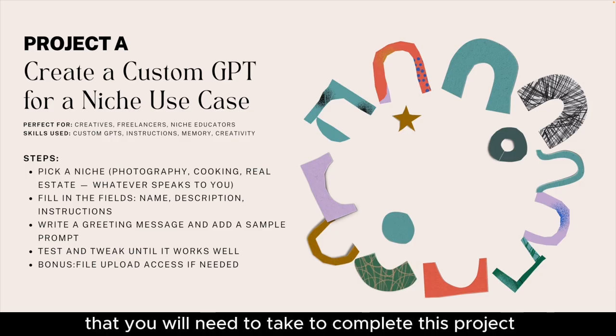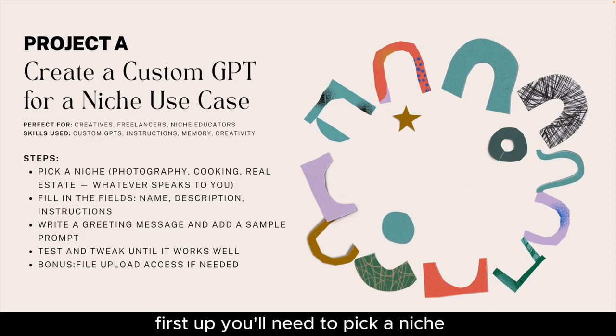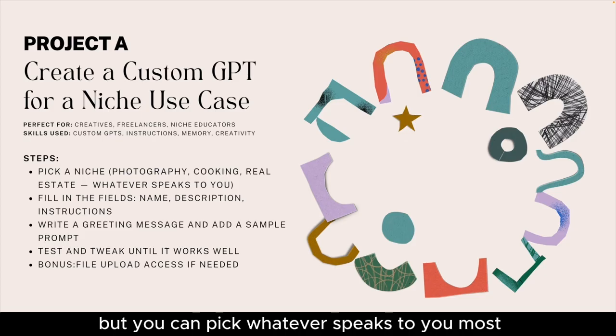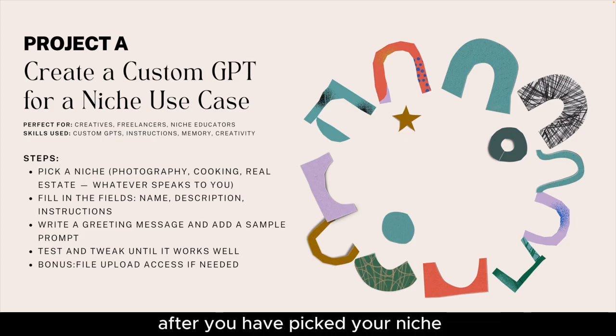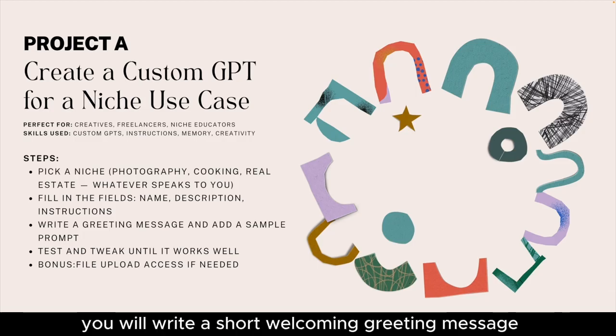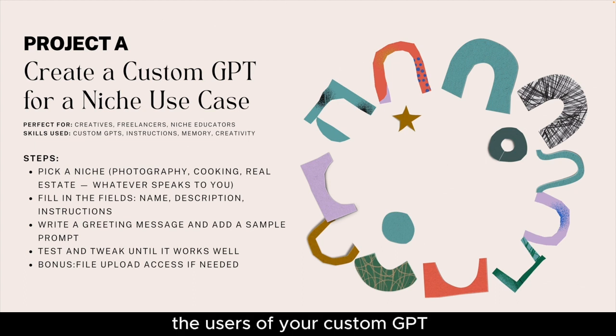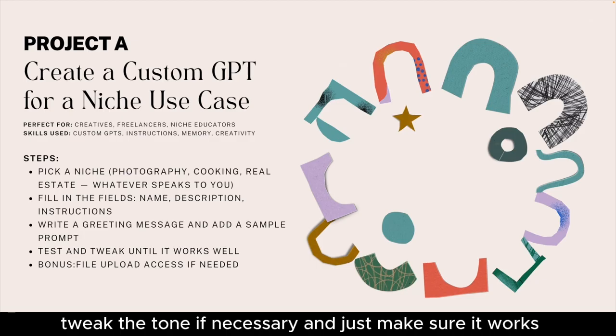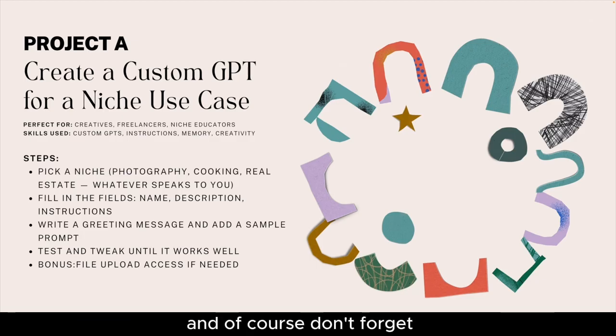Now let's talk about the steps that you will need to take to complete this project. First up, you'll need to pick a niche. Just like I just said, the photography example is great, but you can pick whatever speaks to you most. After you have picked your niche, you will fill in the fields. So like we saw in our Custom GPTs lesson, you'll fill in the name, the description, and instructions. After that, you'll write a short welcoming greeting message, so something that will greet the users of your custom GPT. And finally, you will add a simple prompt users can try out. Then you will test it, tweak the tone if necessary, and just make sure it works. And of course, don't forget you have the option to add the file upload.